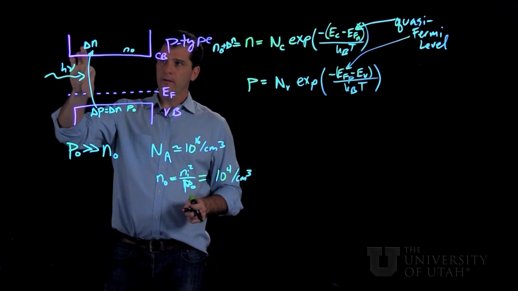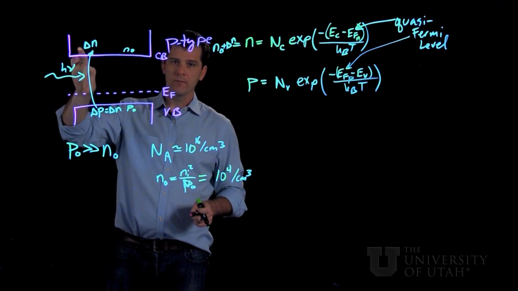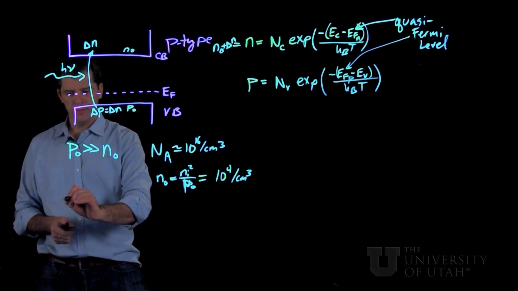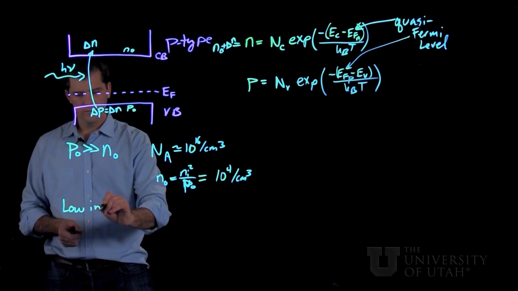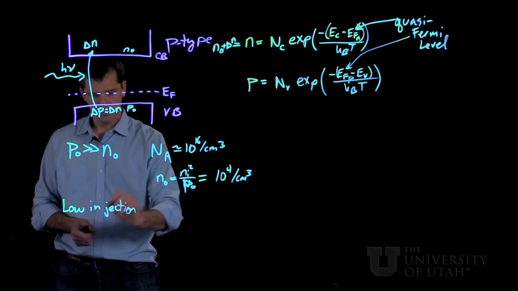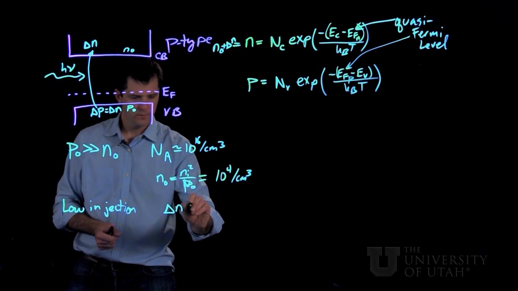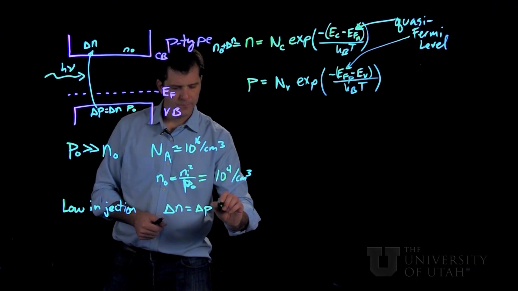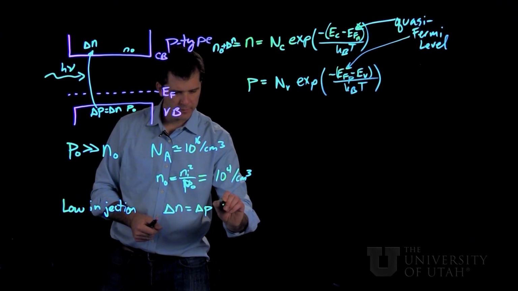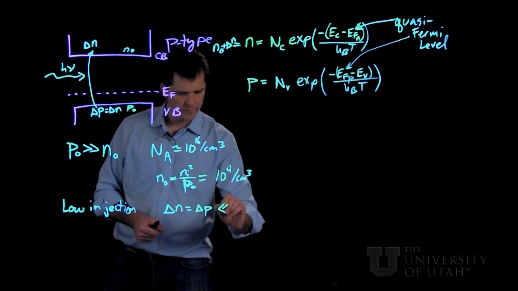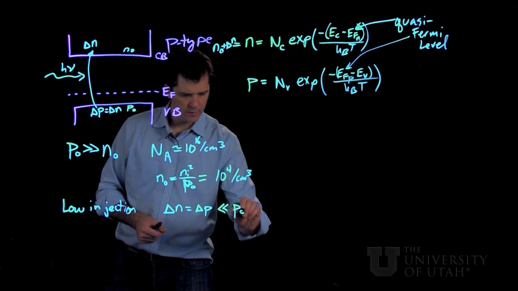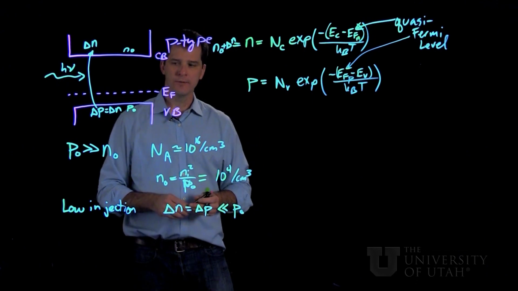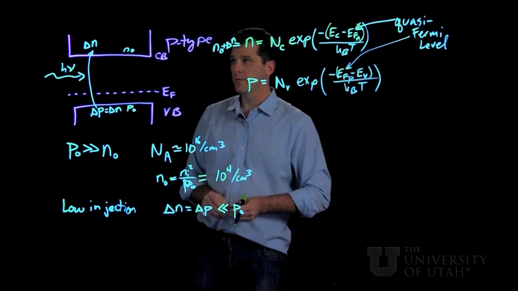Now, let's ask the question, is this delta n that we're going to impose bigger or smaller than n naught and p naught? So we can define two conditions, actually. Low injection, where delta n, and in this case delta p, because we're talking about photon generation, is much less than p naught. So p naught is called the majority carrier concentration, because there's more of the holes than there are of the electrons.